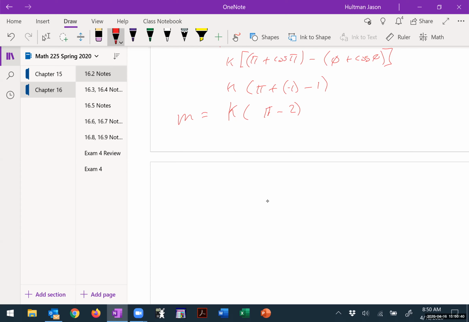Okay, so this is the mass with respect to some proportionality constant. So now what do we have to do? Well, we've got to do 2 more integrals, 2 more line integrals. Now you want to do the easy one first, or the hard one first? Well, let's do the easy one first. Let's get that out of the way.